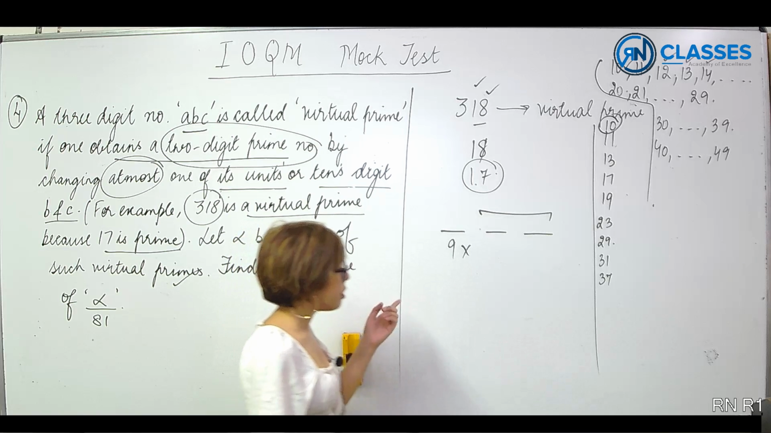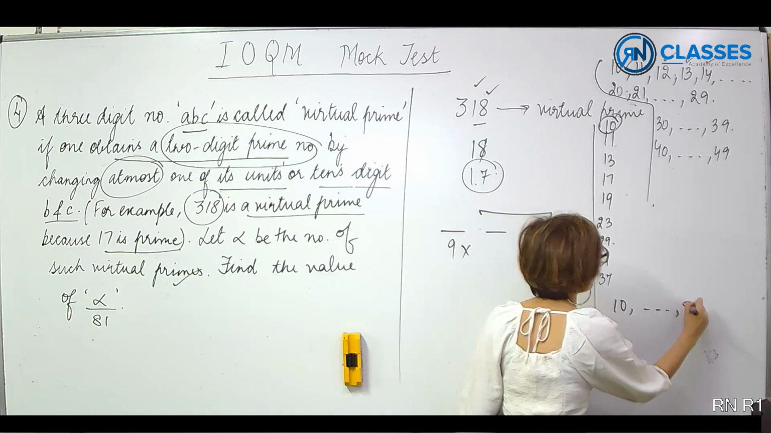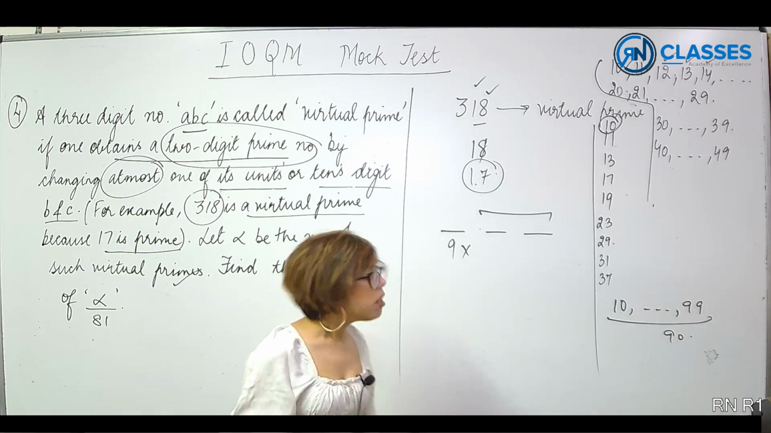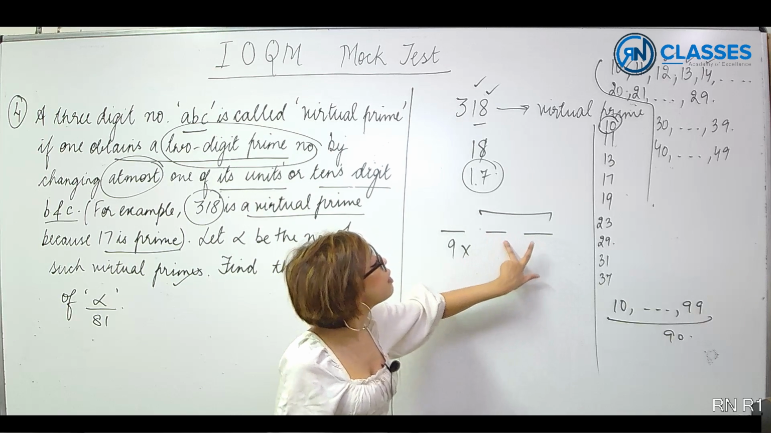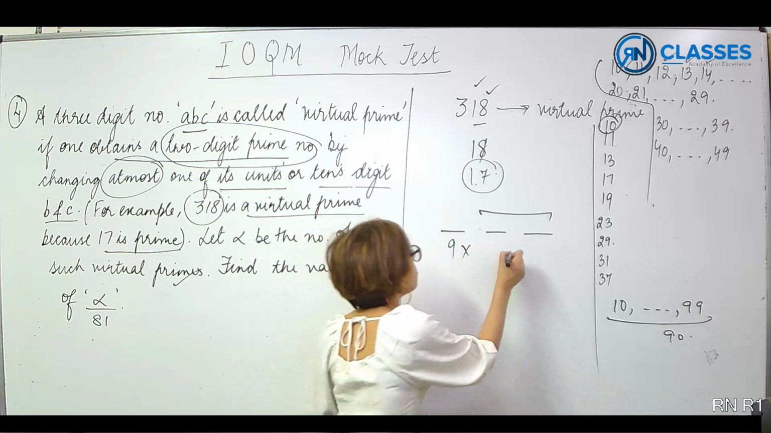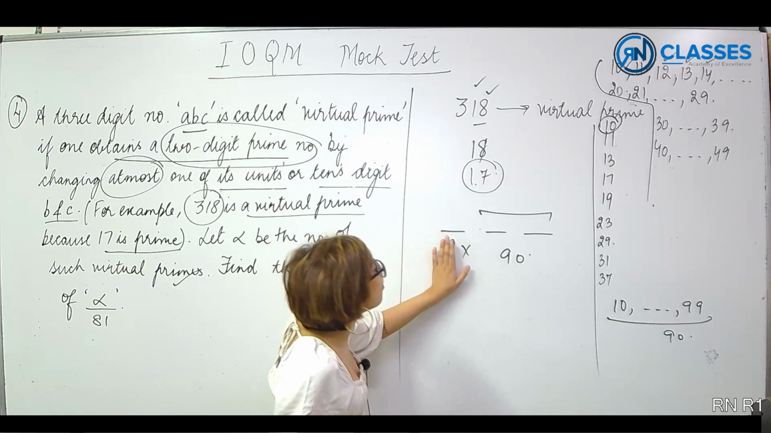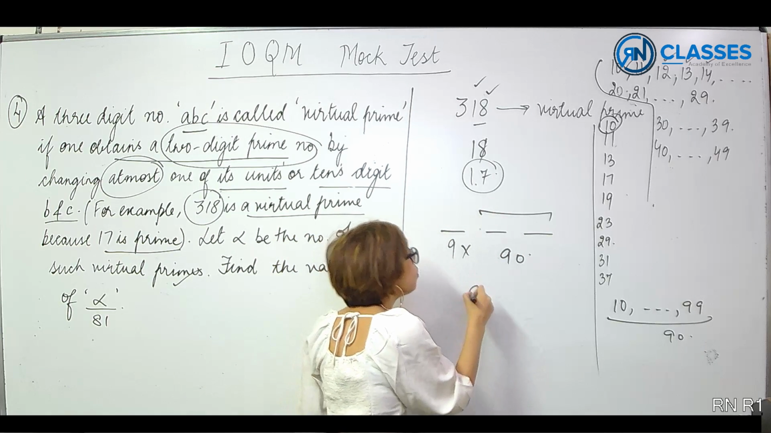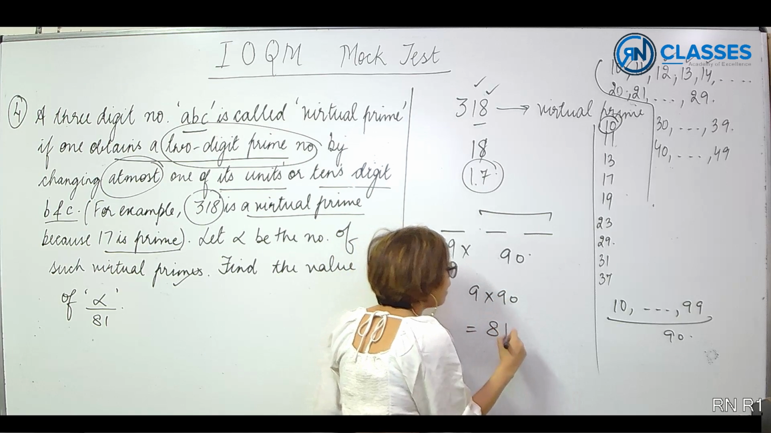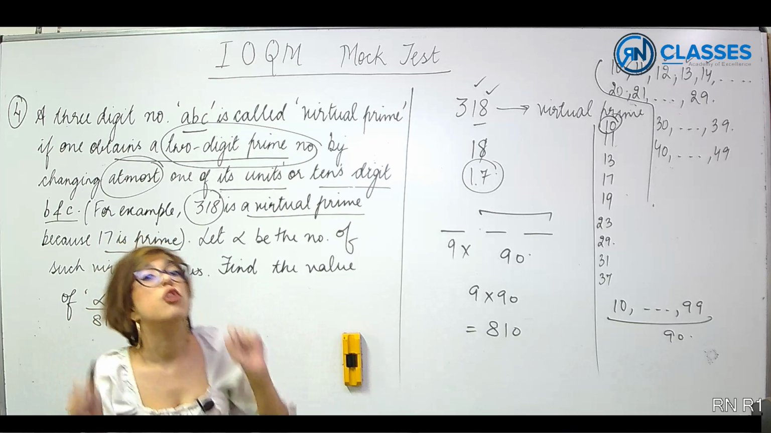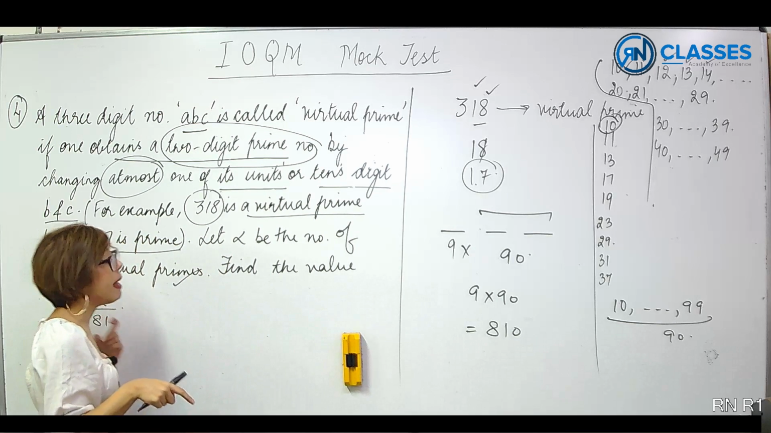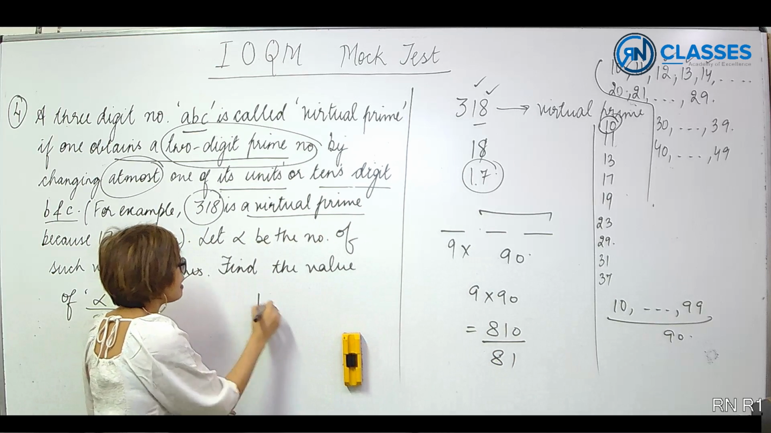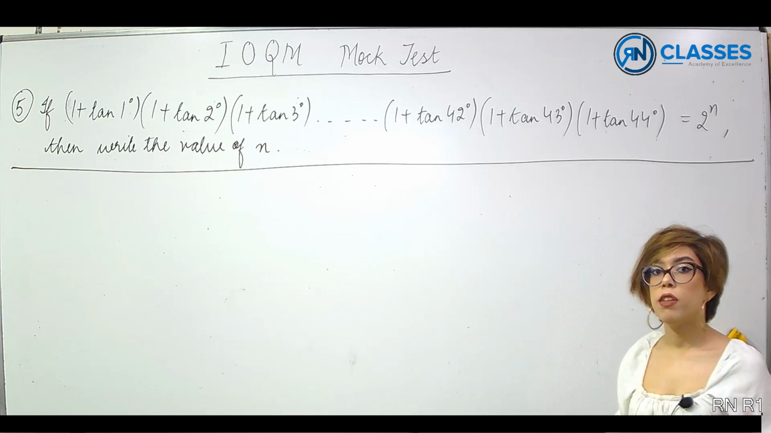How many 2-digit numbers are there? From 10 to 99. How many 2-digit numbers are there? 90. Right? So that means I can have 90 possibilities for both of these cases. Now, obviously, since corresponding to each choice over here I have 90, here I have 9 choices. So in total, I had 9 into 90 choices, which is nothing but 810. This is the number of virtual primes. That is alpha. But I don't want alpha. I want alpha by 81. So divide by 81. The answer is obviously in this case 10. Alright. On to the next one.